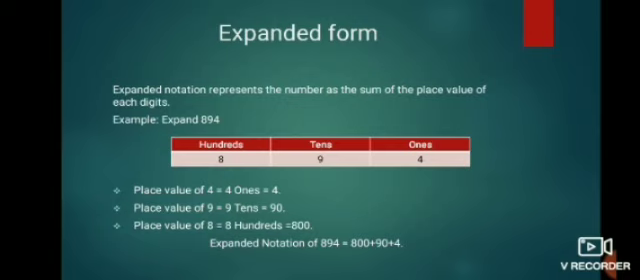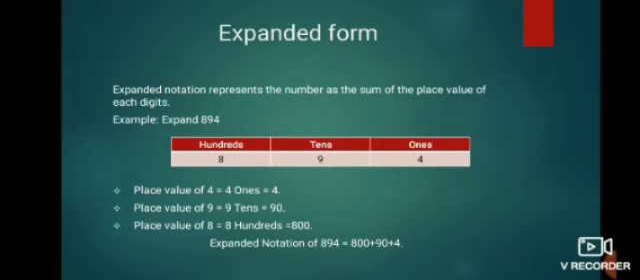First of all, you have to find out the place value for these numbers. The number 4 is in ones place, so there are 4 ones. So the place value is 4. The number 9 is in tens place, so there are 9 tens. So the place value of 9 is 90.